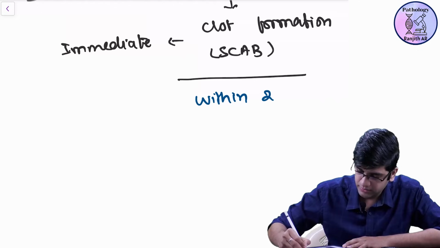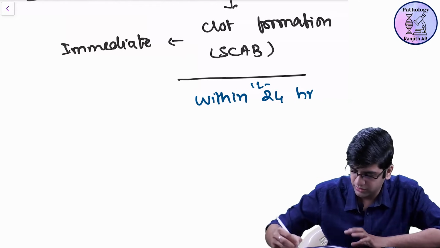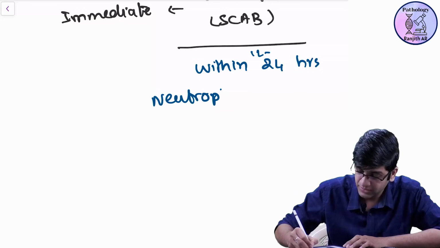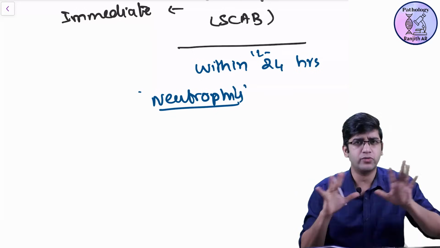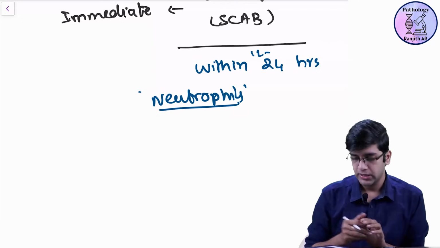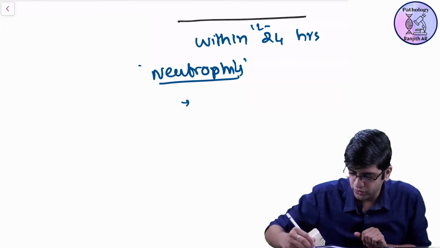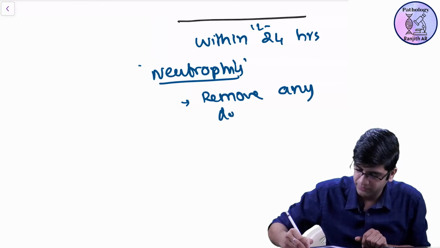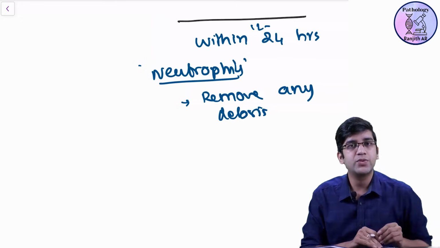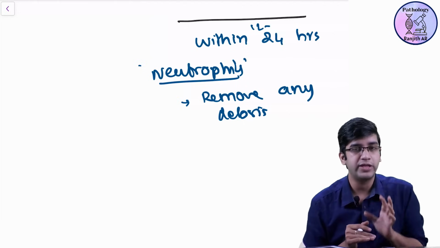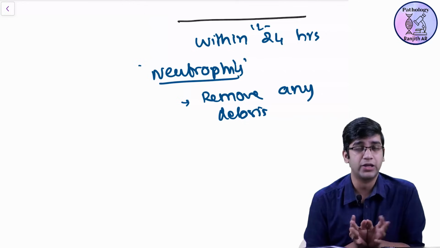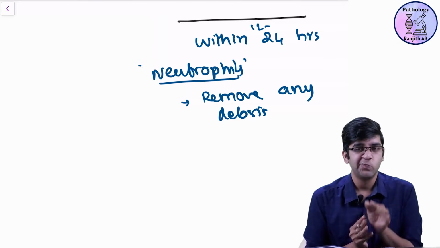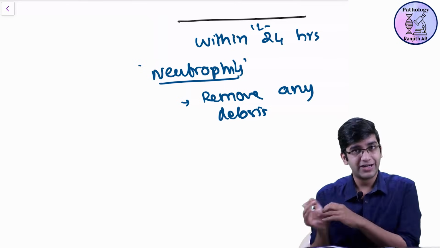Within 24 hours, the initial 12 to 24 hours to be specific, I'm going to have neutrophils completely entering the scab. Lots and lots of neutrophils. Once I have neutrophils in the scab, the function of neutrophils is to remove any debris. In this debris I'm including dirt as well as bacteria. Once my debris is taken care of, I need one more cell to come inside, which is my macrophage. Macrophage will come inside.